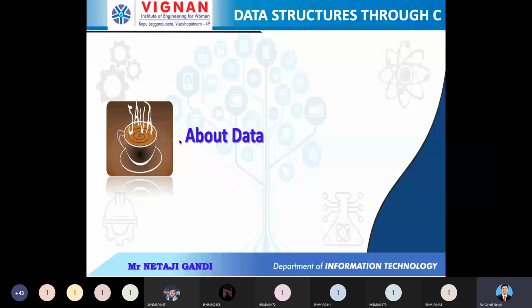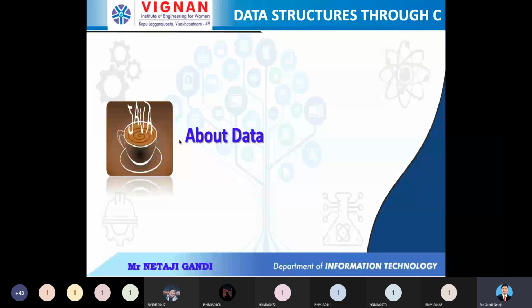The name itself, data structure, has two words, data and structure. Girls, are you there? Am I audible? Yes, sir. So now we can enter into the data structures concept. Very good. Thank you for your valuable response.